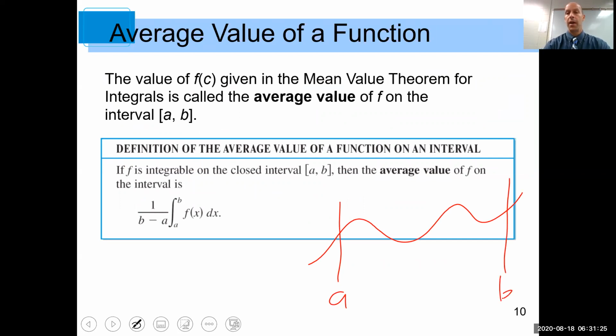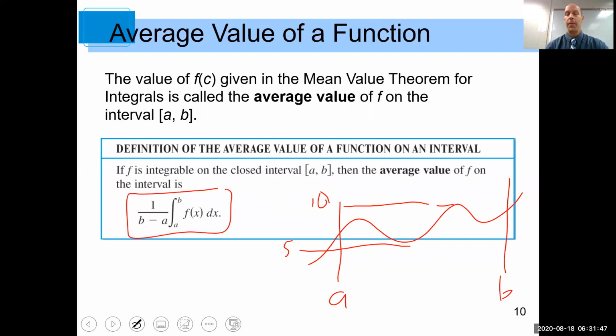The average value from a to b, so it goes all the way, let's say up here at this point here, let's say it's 10, and then its lowest point right here, let's say it's 5. Somewhere in the middle of those values is the average value of the function over that interval. Let's say it's 7 or whatever. So that's what this is doing.